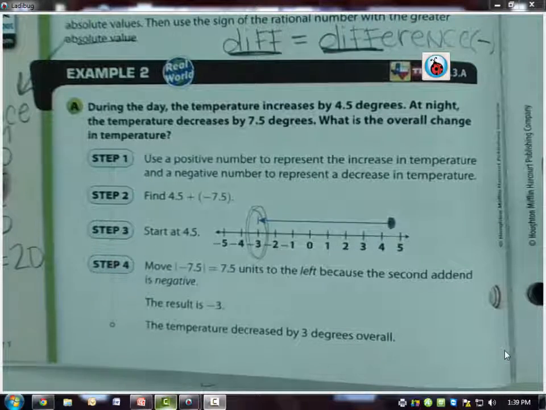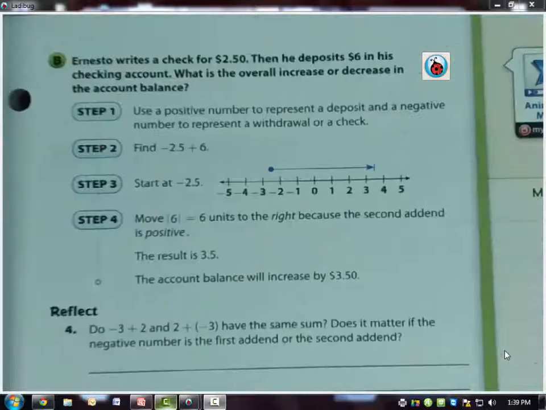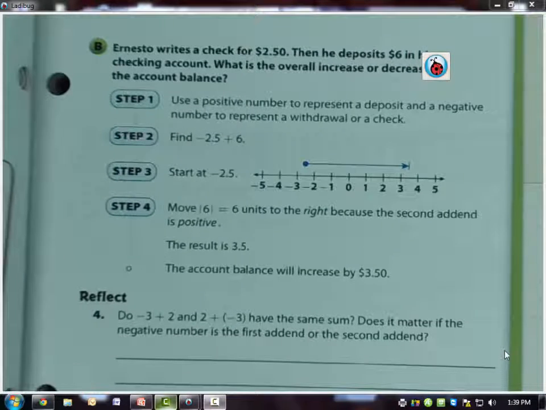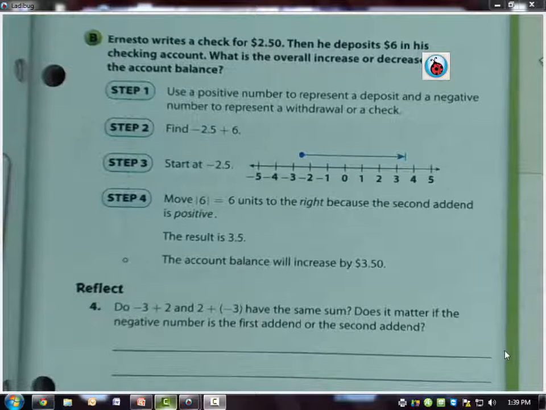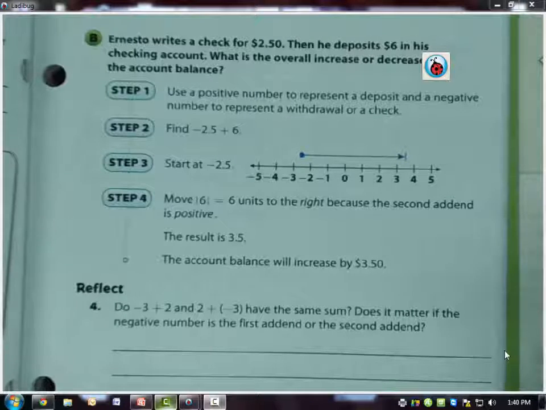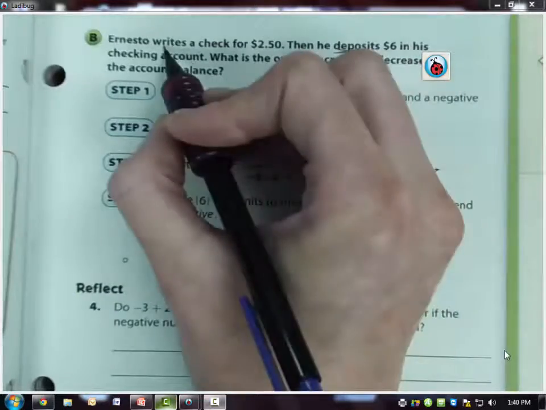Ernesto writes a check for $2.50. Then he deposits $6 in his checking account. What is the overall increase or decrease in the account balance? Okay, first of all, we have to go over some vocab because some of you don't know what deposit means. When you write a check, you are giving someone money, so this would be going towards the negatives.